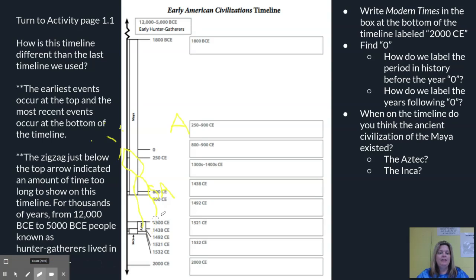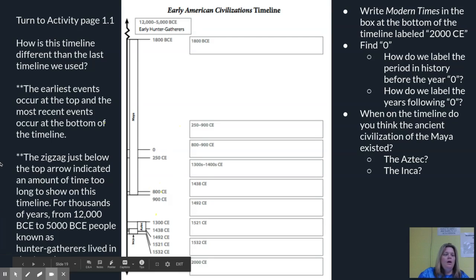I'm sorry. Okay, in your packet, you have an early civilization timeline. Now, this timeline is different from the previous timeline because it's going up and down. That means it's called a vertical timeline. You can see that because it's going up and down, compared to the other one, which went this way. The earliest events occur at the top. These are the earlier events. And the more recent events occur at the bottom. Now, the zigzags just below the arrows, like right here, indicate an amount of time too long to show on just this timeline.